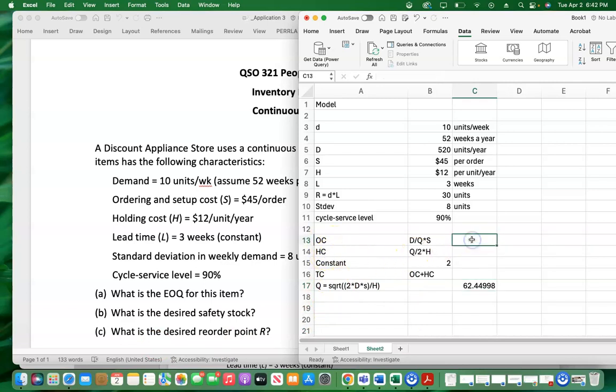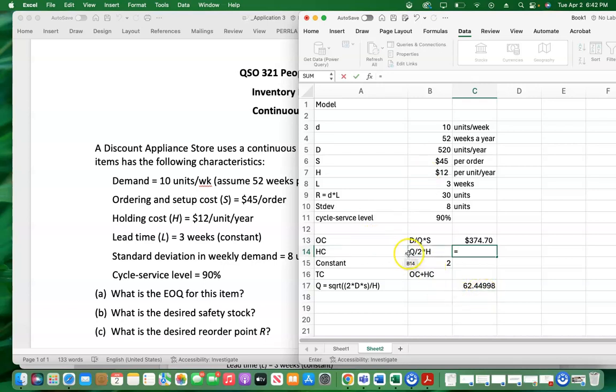So I'm gonna click there and put equal sign. And to get OC, we will take the annual demand, which is 520, divide by Q, which is this one, and then times S, or ordering cost per order, or setup cost. And then you can enter, and you can see that we have 374.70.